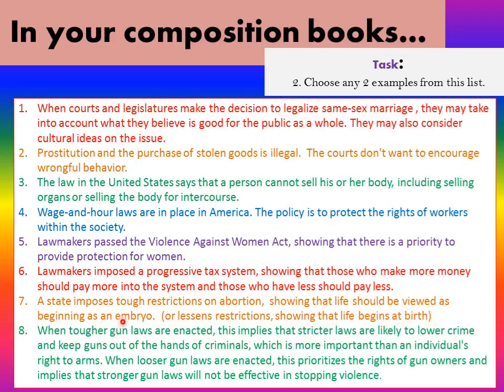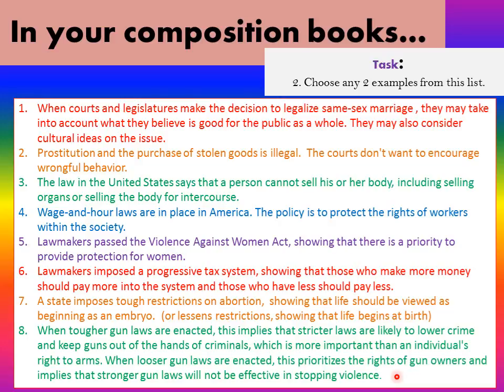When tougher gun laws are enacted, this implies that stricter laws are likely to lower crime and keep guns out of the hands of criminals, which is more important than an individual's right to arms. When looser gun laws are enacted, this prioritizes the rights of gun owners and implies that stronger gun laws will not be effective in stopping violence. Gun laws. This is a hot button issue right now with all these school shootings and stuff like that.